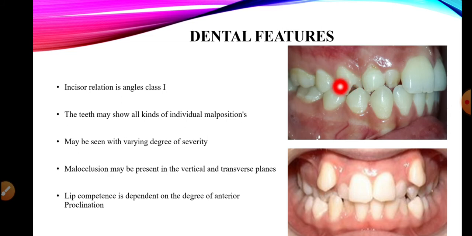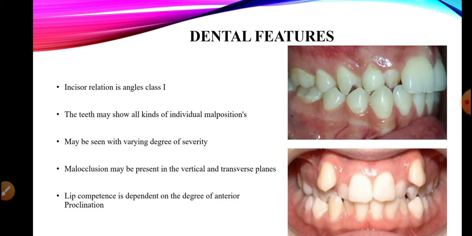For example, if there is a rotation, it can be a mild rotation, a moderate rotation, or a severe rotation. So there is a varying degree of severity of the individual malposition, or a displacement. It can be mild displacement, moderate displacement, or severe displacement. Or, for example, if we talk about crowding in class 1 malocclusion, there can be mild crowding, moderate crowding, or severe crowding. Therefore, varying degrees of severity of the individual malposition or malocclusion can be seen in cases of class 1 malocclusion.